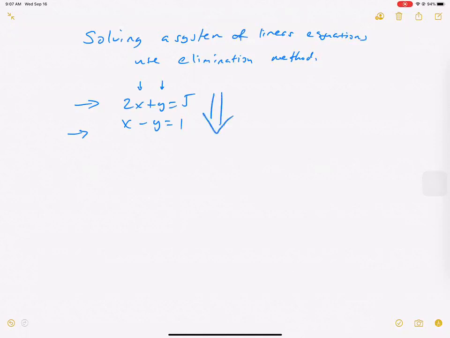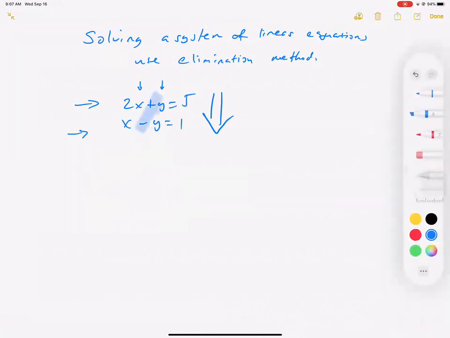And in this problem, 2x and x don't cancel out, but look at the y's. We have negative y and positive y. And those, if we add straight down, end up canceling out, and we end up with 3x equals 6. So the whole idea of elimination is that we are eliminating one of the variables. So we start off with two variables, two unknowns, get rid of one of them, and we only have one unknown left. This takes us back to easy algebra, where we can just solve for x.